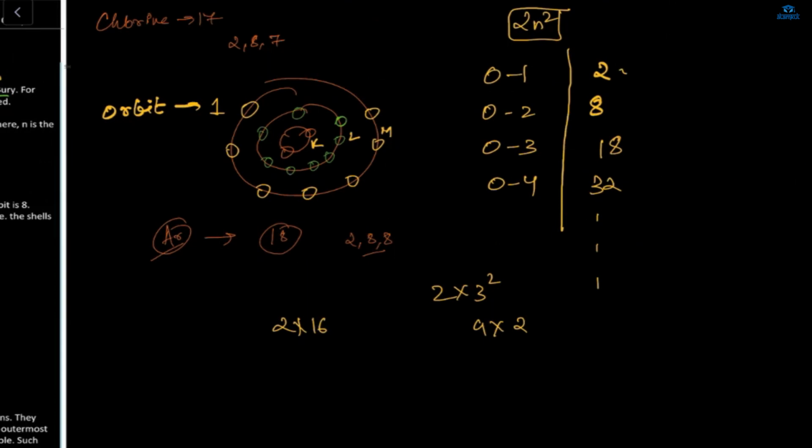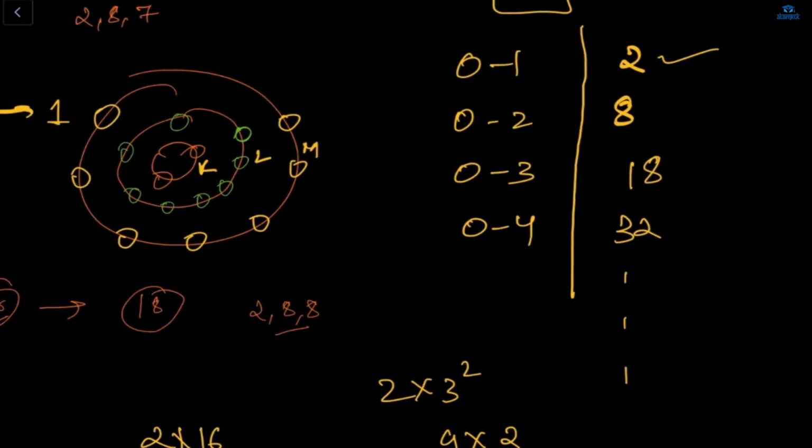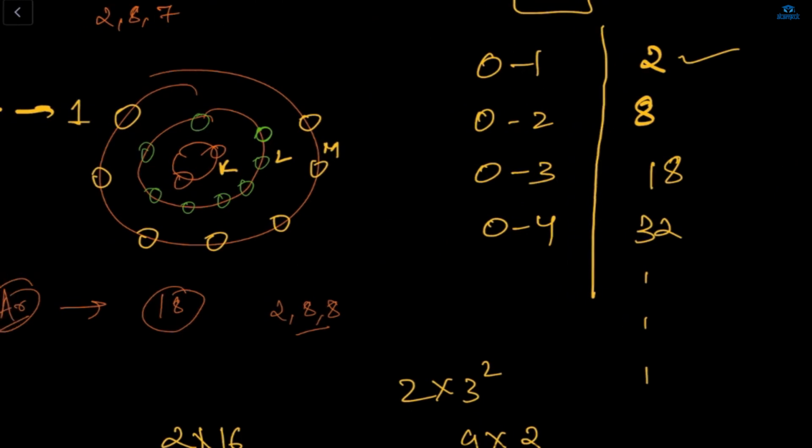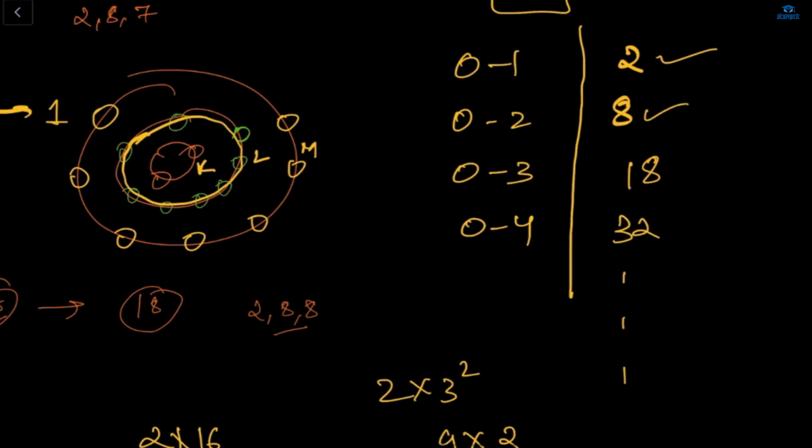So first, the maximum is 2. You have to first fill the maximum. It's not like in the second shell you fill only 7 electrons. You will fill a total of 8 electrons. And if there are 9, then 8 electrons go in the L shell and 1 goes in the M shell.